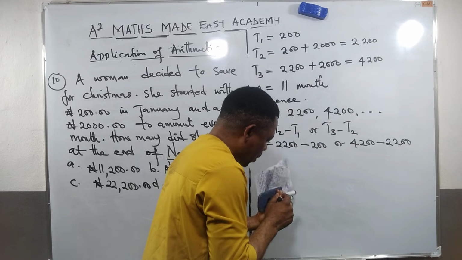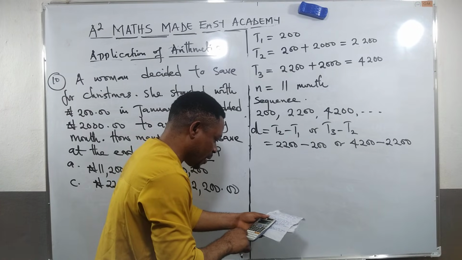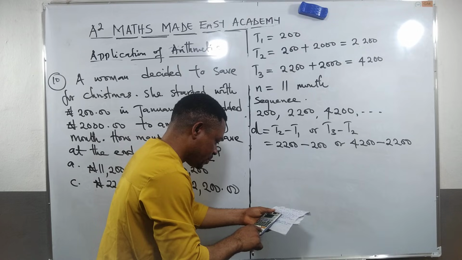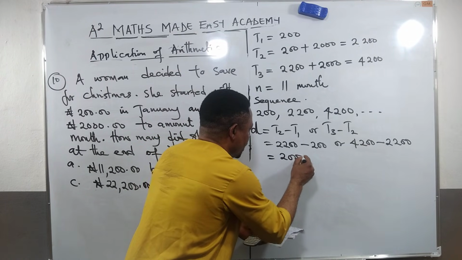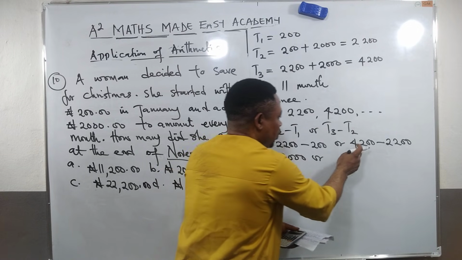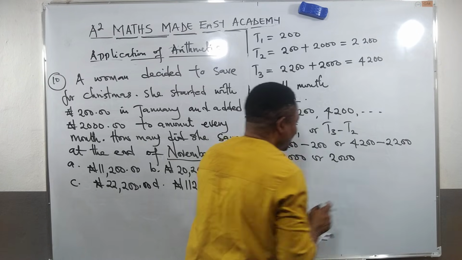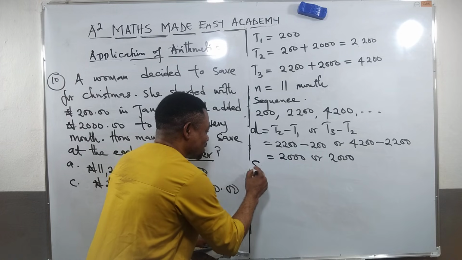Let us see whether we are going to get the same value. Then we punch 2,200 minus 200. The common difference is 2,000 here. Or we also say 4,200 minus 2,200 is also 2,000. So it is an arithmetic progression.